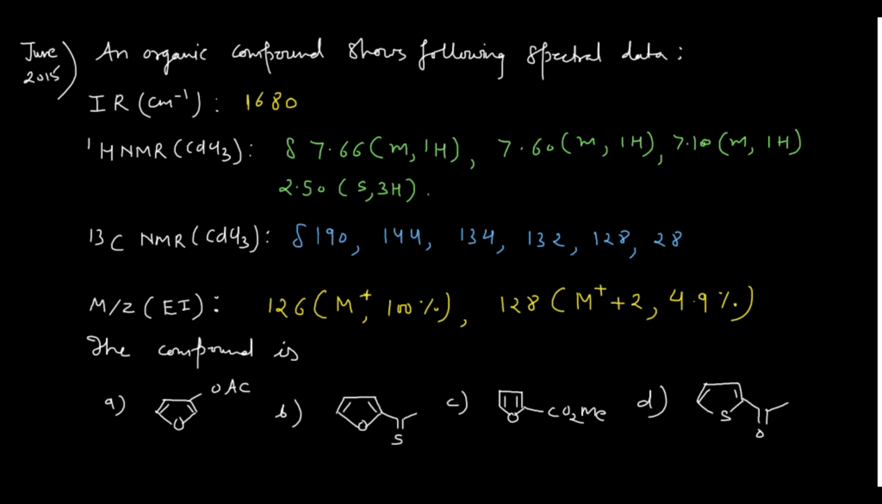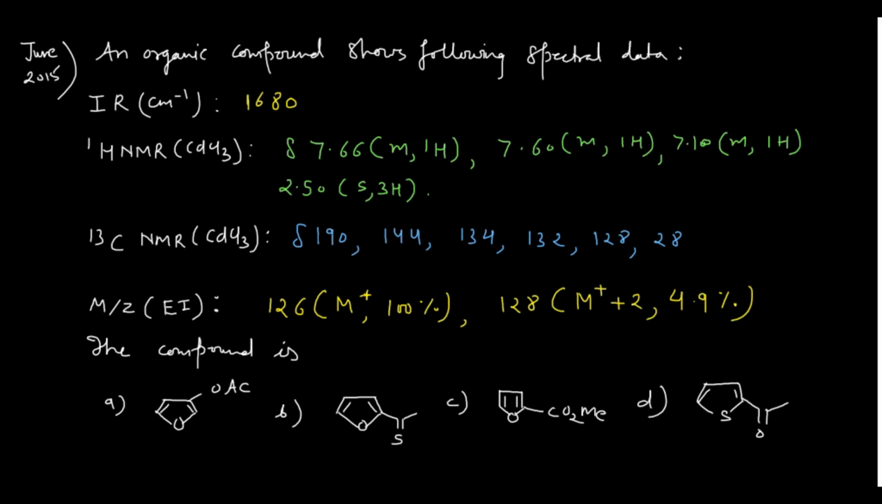Finally, in this question, generally mass spectral data is not given in the CSIR NET question, right? But in this case you have been given the 126 m/z value. This is electron impact ionization, and it is giving you a molecular ion peak. M+ stands for the molecular ion peak, and it has an intensity of 100%. That means it is also the base peak. So the molecular ion peak and base peak are the same, and it is at 126 m/z.